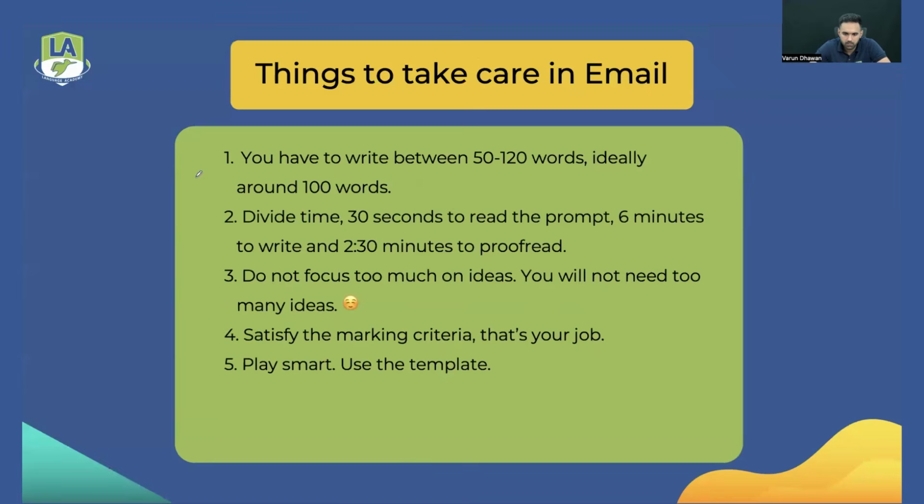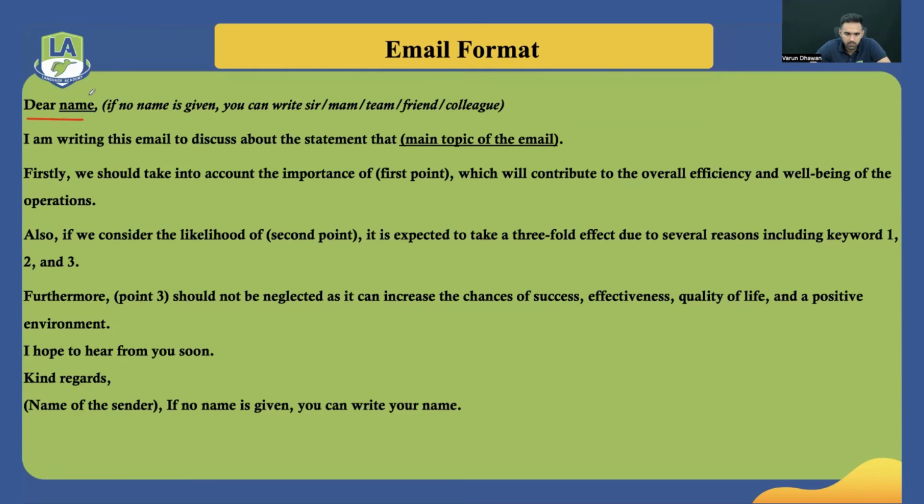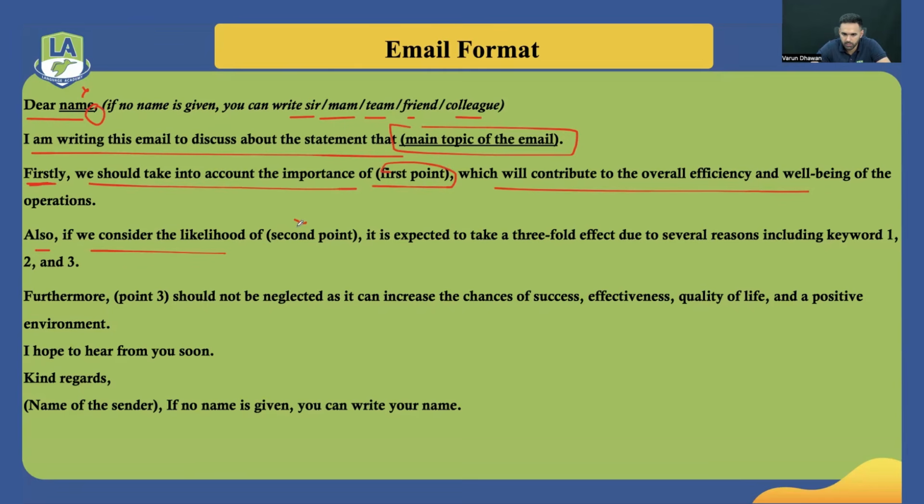So you start here: Dear, name of the person, and then comma here. If there's no name, you can write sir, ma'am, team, friend, or colleague. I'm writing this email to discuss the statement; over here you write the email statement. First prompt or first key point you have to address here. We should take into account the importance of first bullet point, which will contribute to the overall efficiency and well-being of operations.